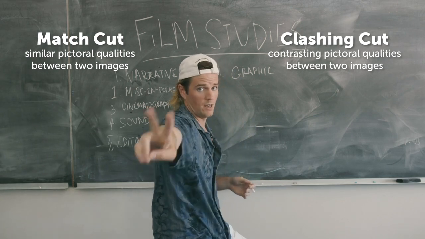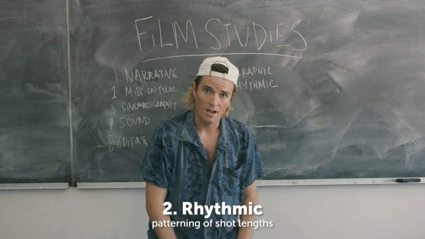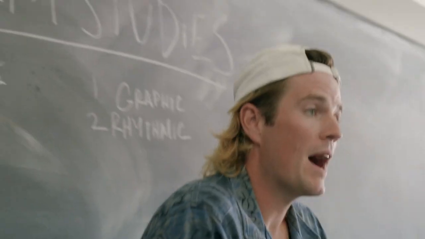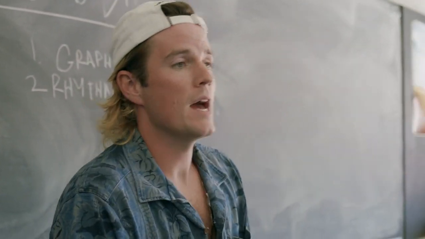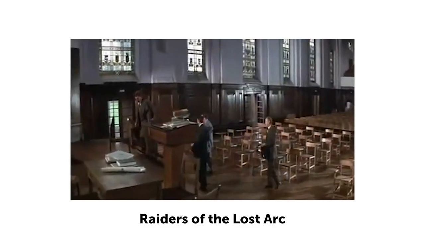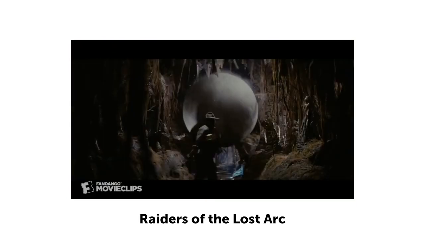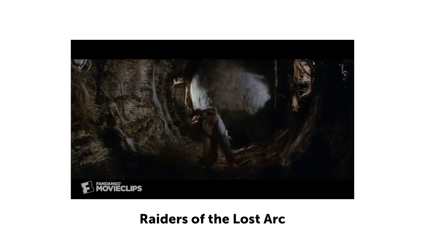We'll get into that. Number 2, rhythmic. Rhythmic editing refers to patterning of shot lengths. So by making shots more or less the same length, the filmmaker can make a steady beat. Gradually lengthening shots can slow the rhythm of a movie, and gradually shortening shots will accelerate it. All these choices have unique impact on the viewer.